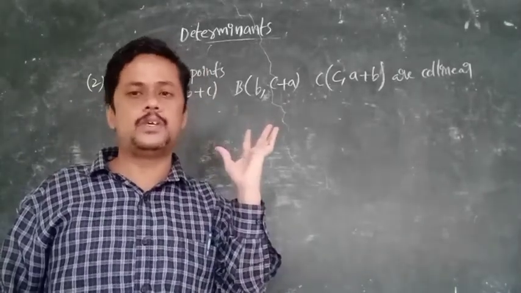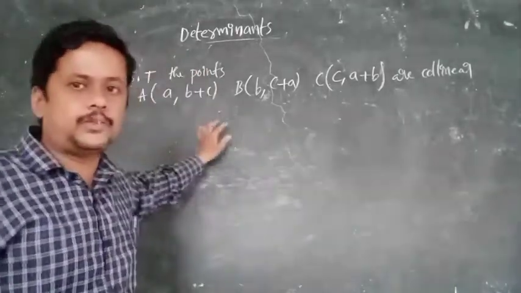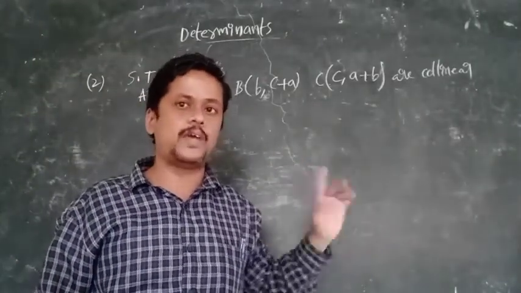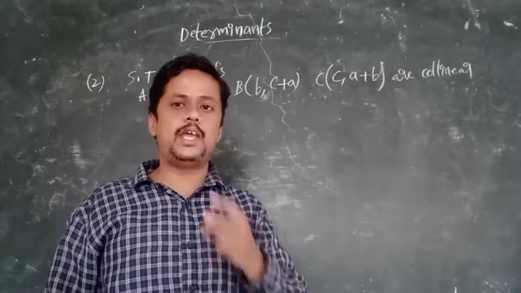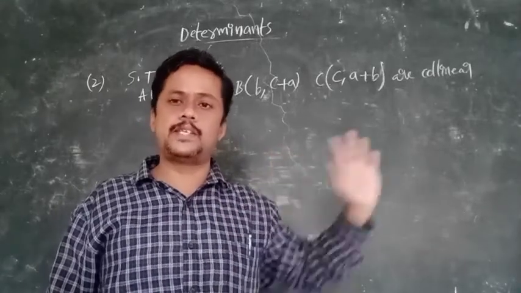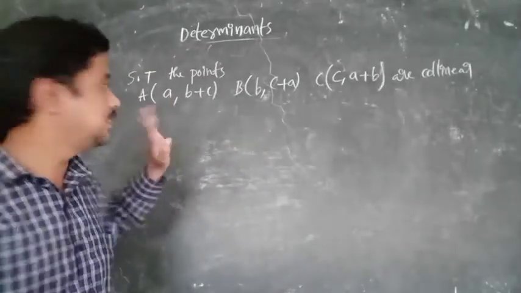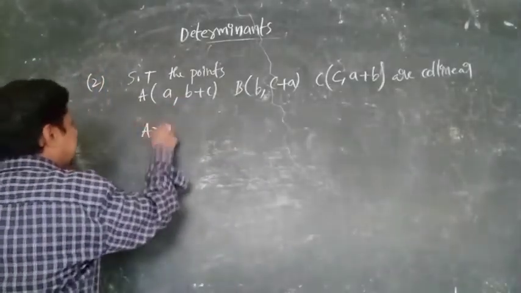So these points should be, keep it in your mind. Remember this. First you have to calculate. So what is the relation between collinear and area of the triangle? Already told. That's why I am telling. So you have to calculate the area of the triangle. This is also a very, very important question. First you have to calculate the area of the triangle.